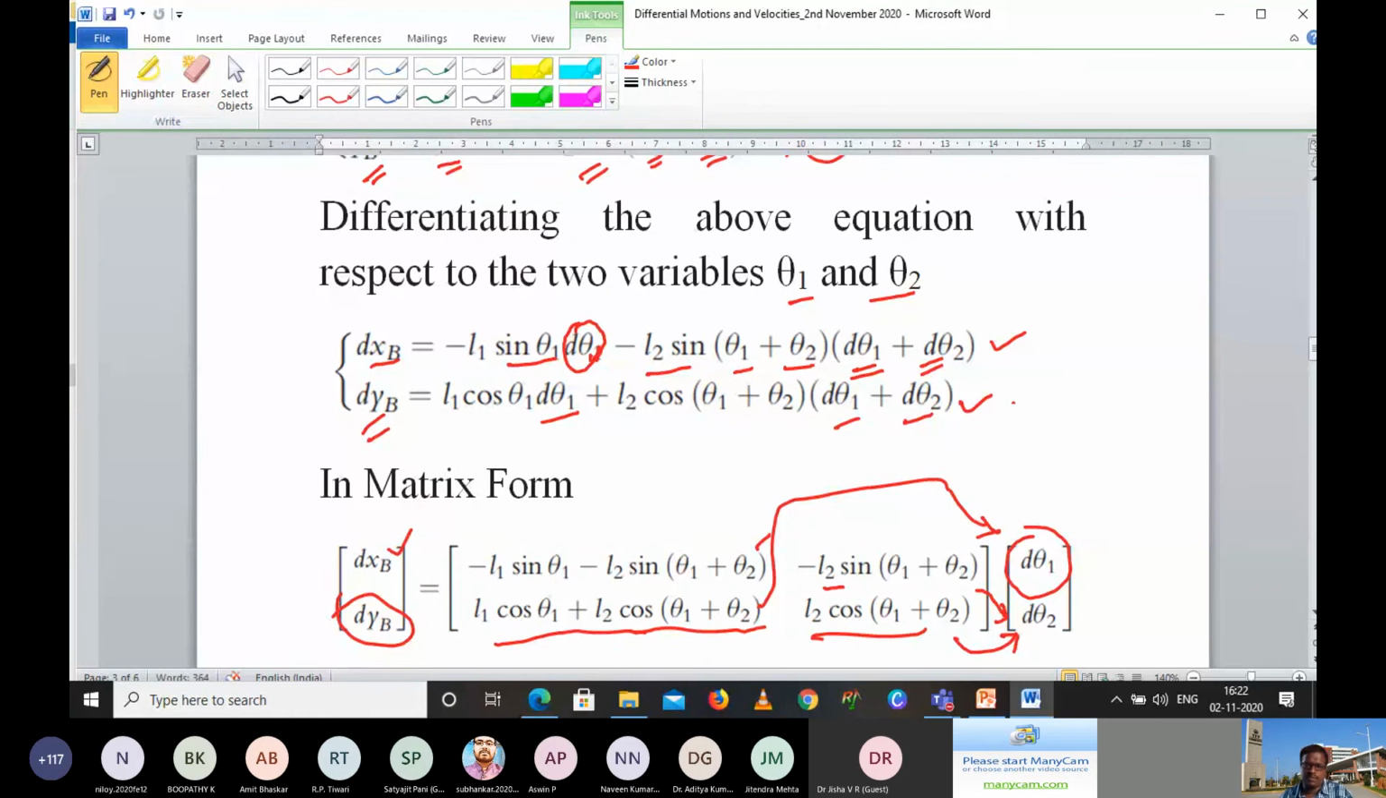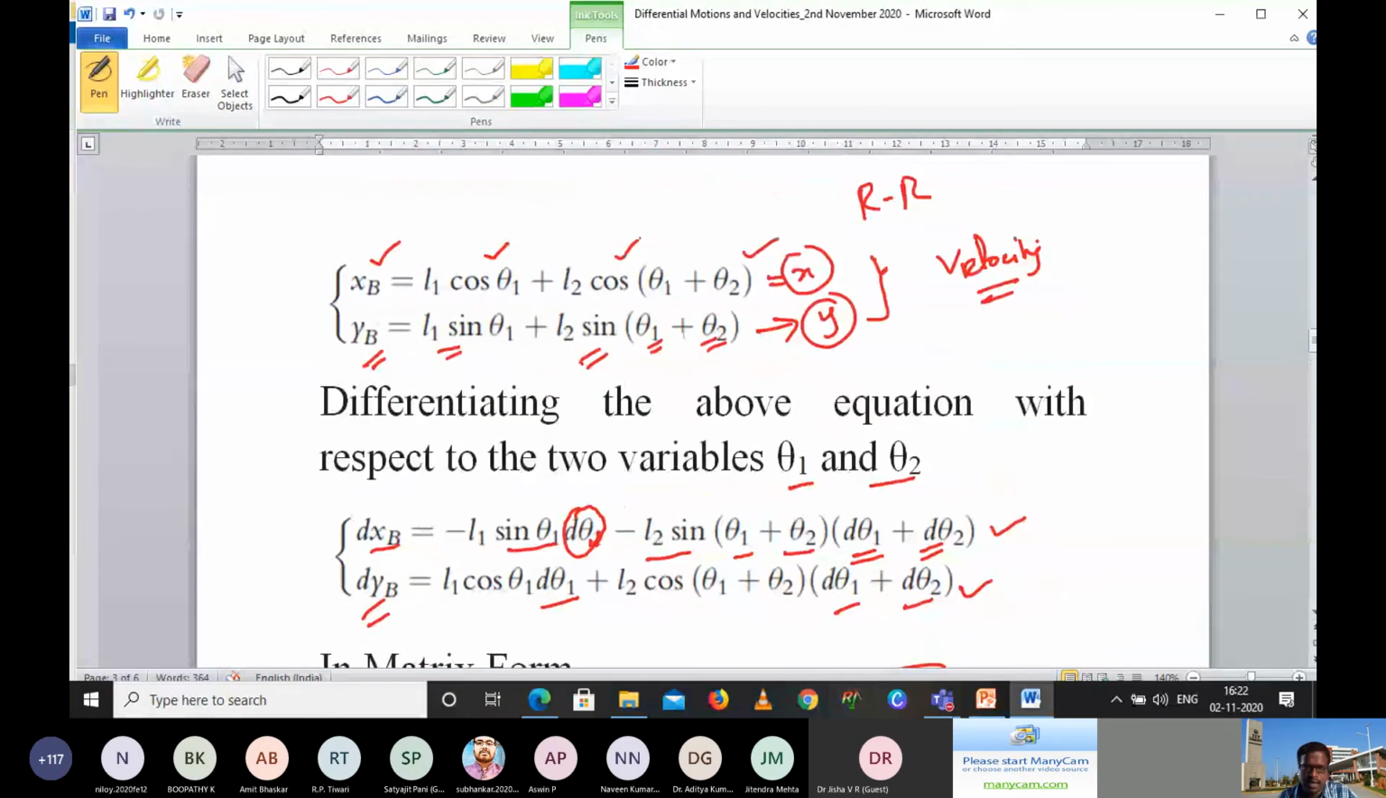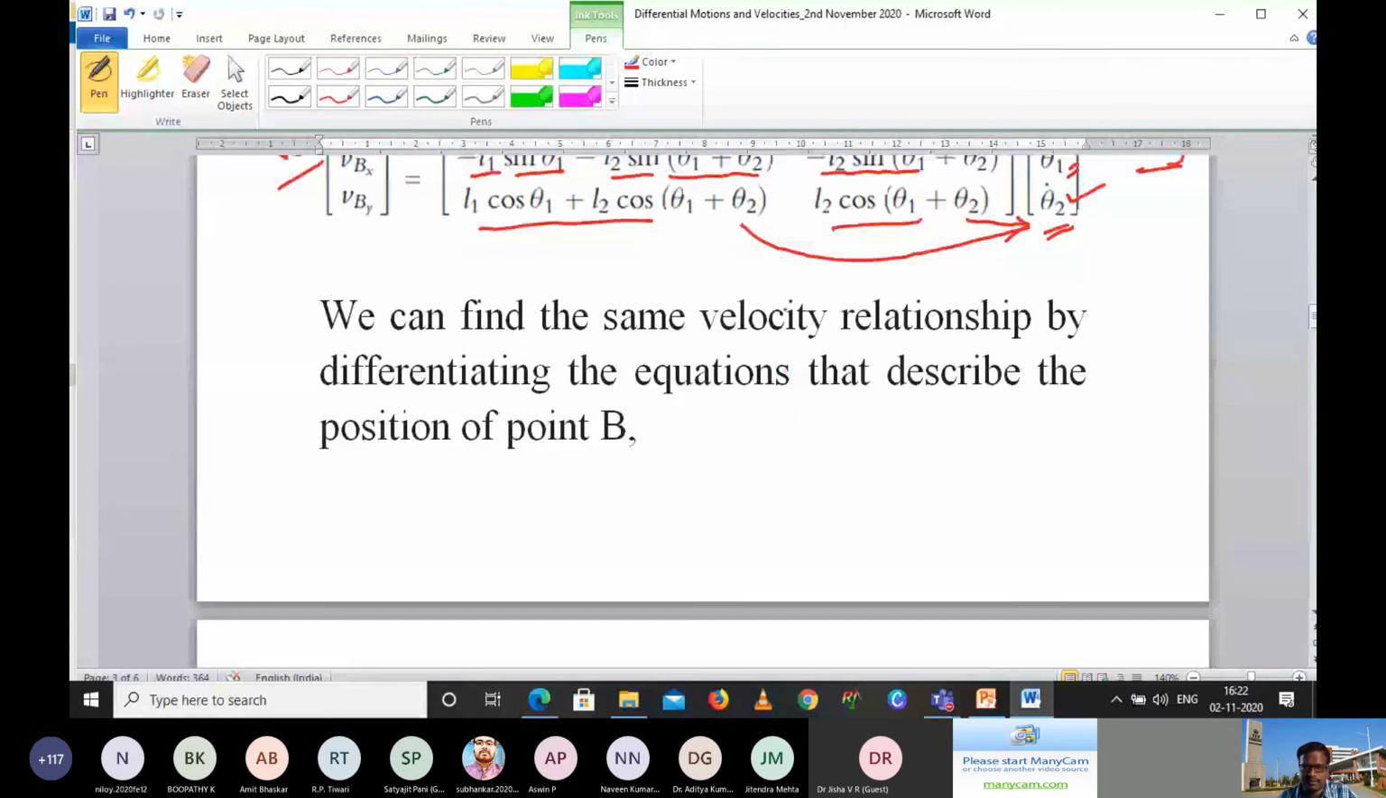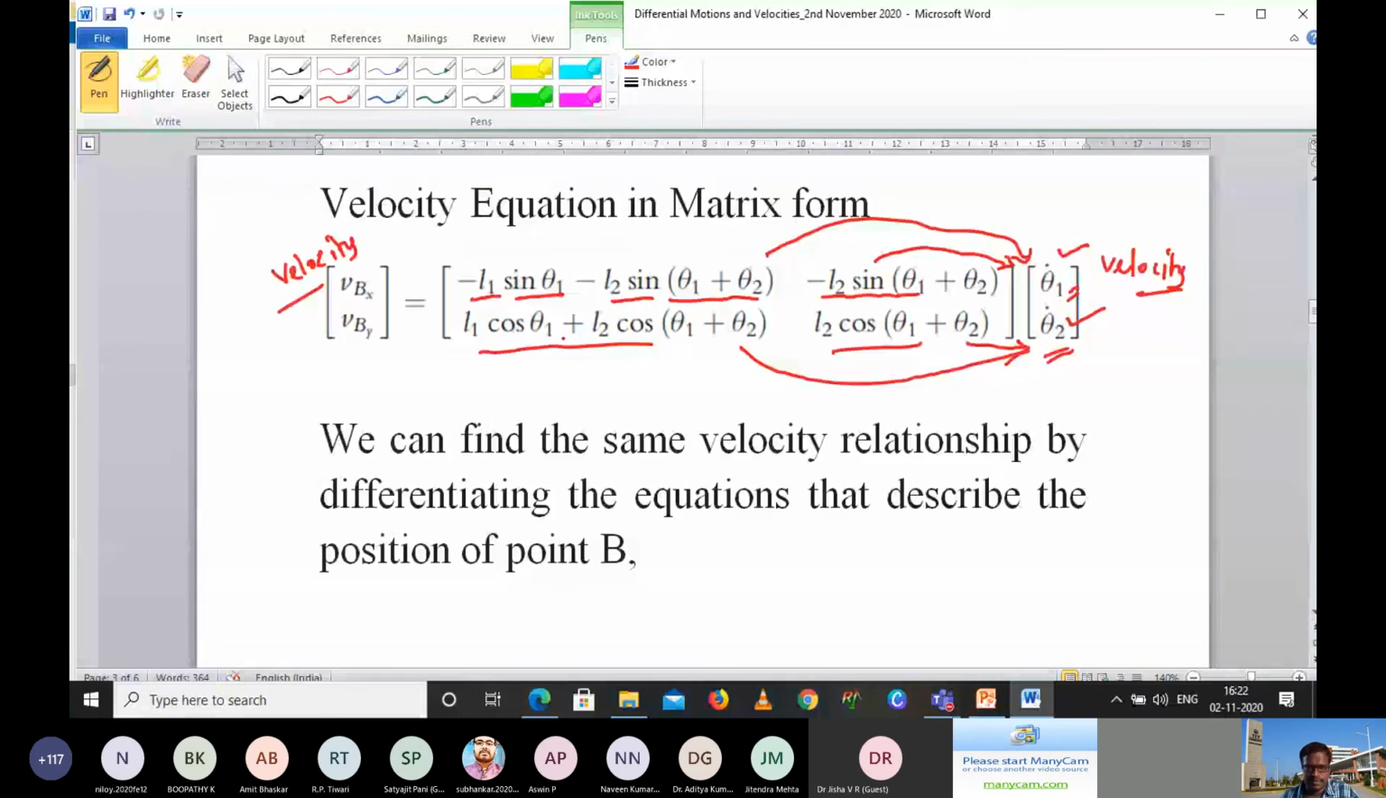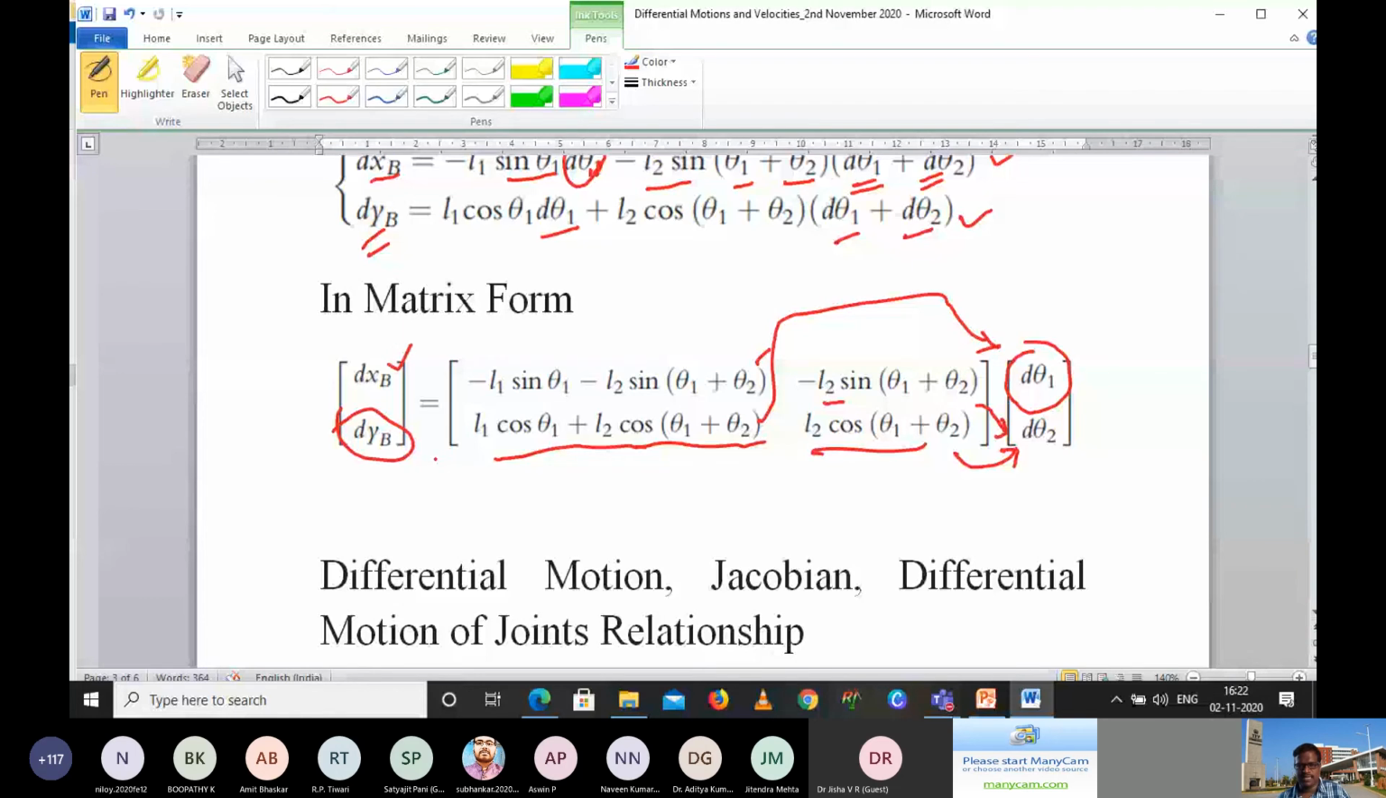Compared to this equation, how is this equation different? Any idea? Whether both the equations are same or different? The only difference is that in this one you have to divide by dt, and this term also you have to divide by dt. That's all, with respect to time.